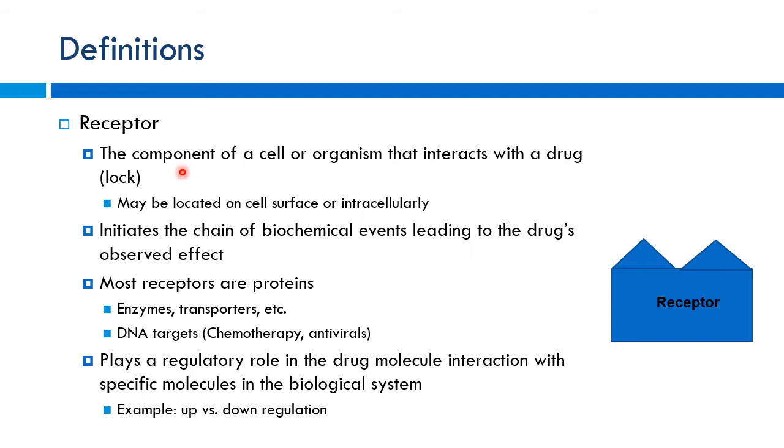So again, typically you're going to find a lot of these receptors are going to be located on the cell surface. Remember on that lipid bilayer, you're going to see all these kind of receptors poking out. That's where these drugs are typically interacting. However, some drugs may be able to get into the cell itself, maybe transported in, and they can have intracellular effects. So a good example would be steroids.